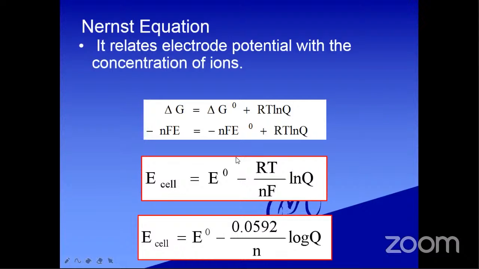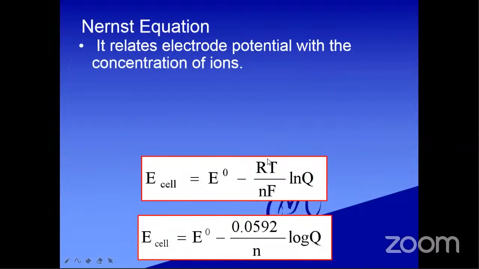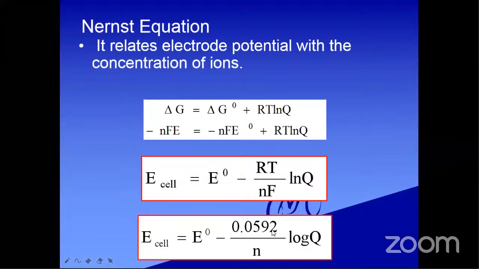Similarly, in the previous slide, we substituted the values of R, T, F and ln. What will happen? It becomes 0.0592 by n, and ln is converted into log Q. So this is the Nernst equation. It gives the relationship between the electrode potential and Q, or K, which is the equilibrium constant.